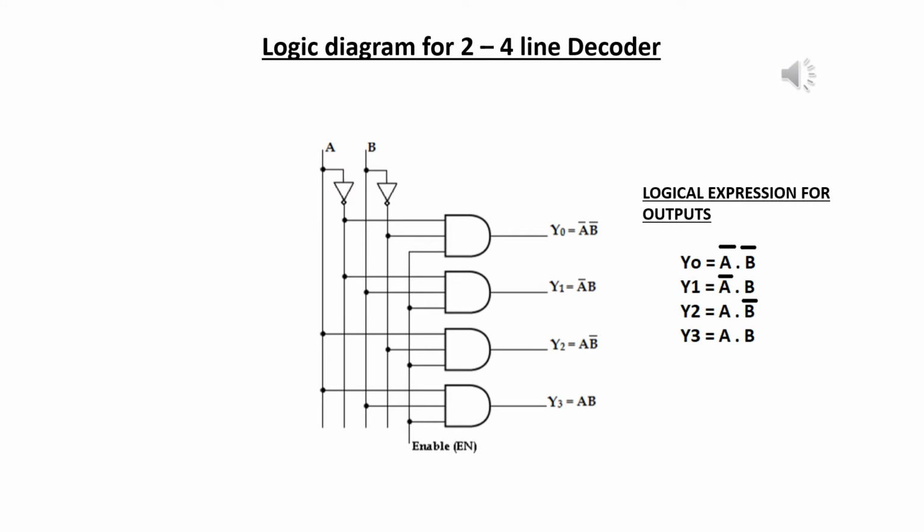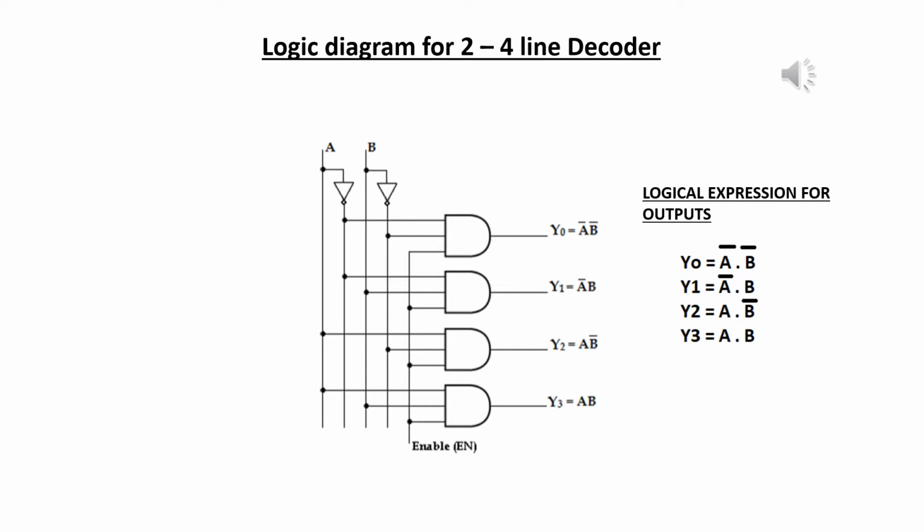In this slide you can see the logic diagram for the 2 to 4 line decoder and also the logical expressions for the outputs. Y0 is given as A bar into B bar, Y1 is given as A bar into B, Y2 is equal to A into B bar and Y3 is equal to A into B.